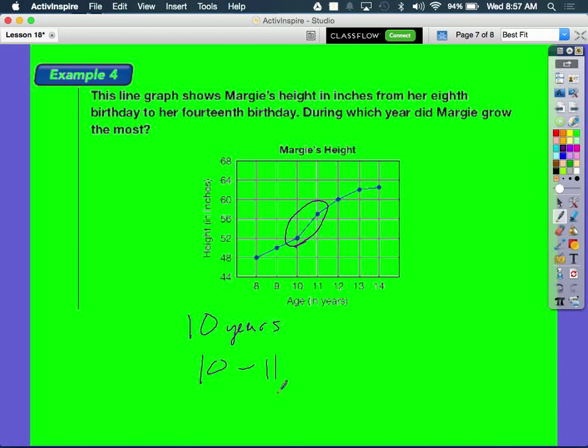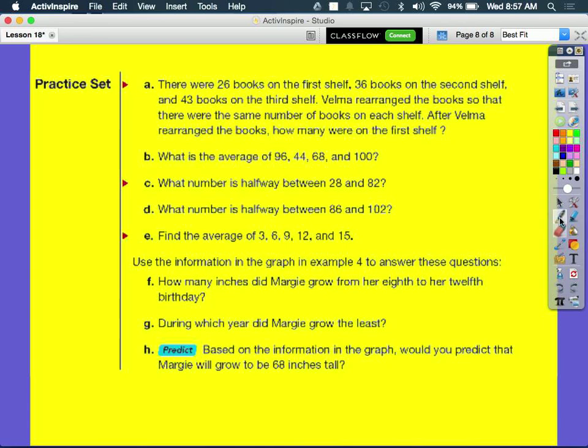Okay? So we're just looking at our data on this line graph, and that's going to help tell us what we need to find. So there's your practice set. For F, G, and H, you're going to have to either use your book or go back in the video to the line graph in order to answer the questions. Okay? So top part, you're just finding averages. Bottom part, you're going to have to use that line graph. Make sure if you have any questions, bring them to class.